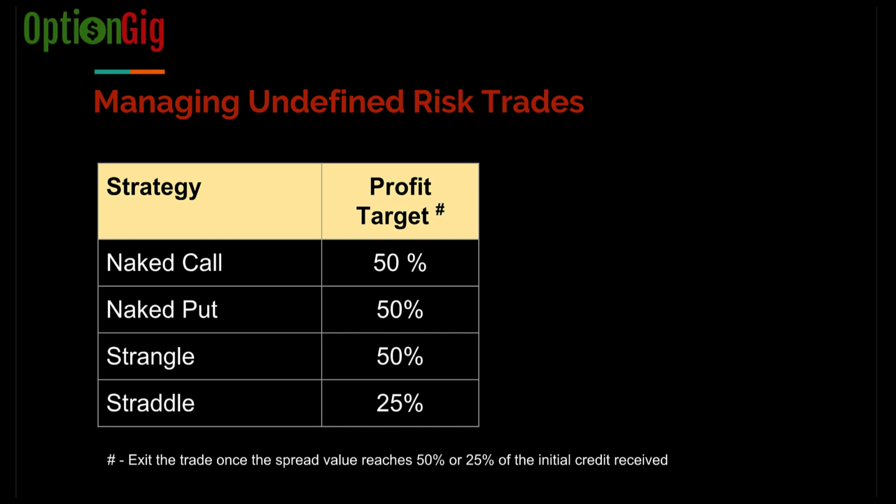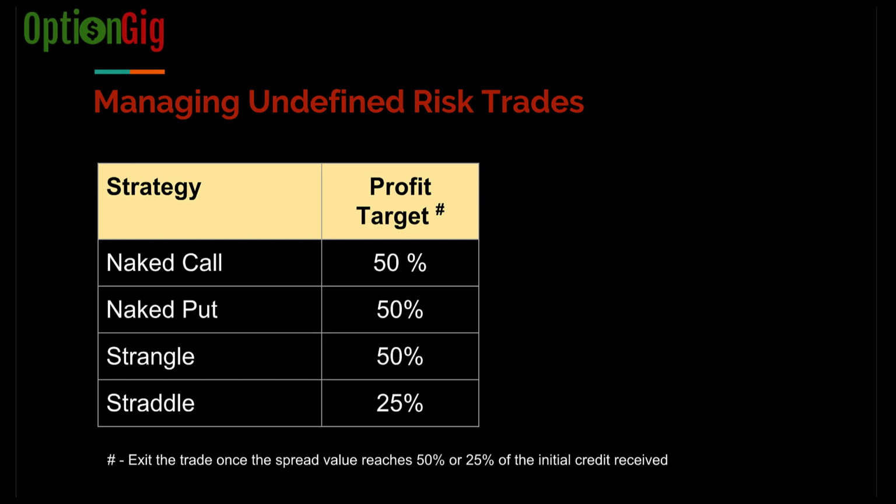So this is how you should manage the trade based on the profit target for undefined risk trades. When I say undefined risk trades, those are naked trades, naked calls, naked puts, strangles, straddles, or any variation of it which does not have a long leg to cap the losses. So theoretically the losses are undefined. For different types of strategies, the profit targets should be different.